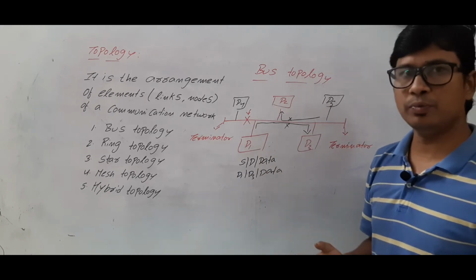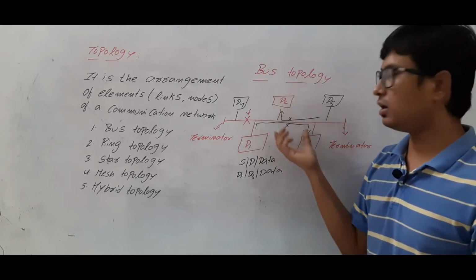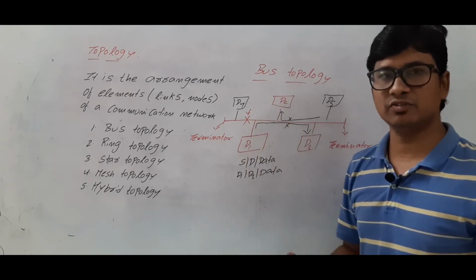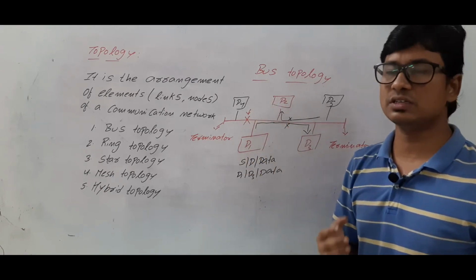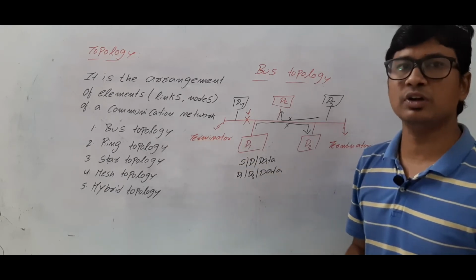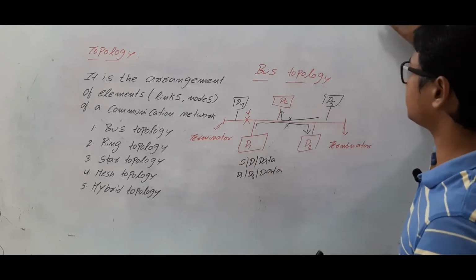Okay, so I hope you have understood how the nodes are connected in the bus topology, how the communication will happen, and what the advantages and disadvantages are. Now we will discuss the next topology, which is the ring topology.